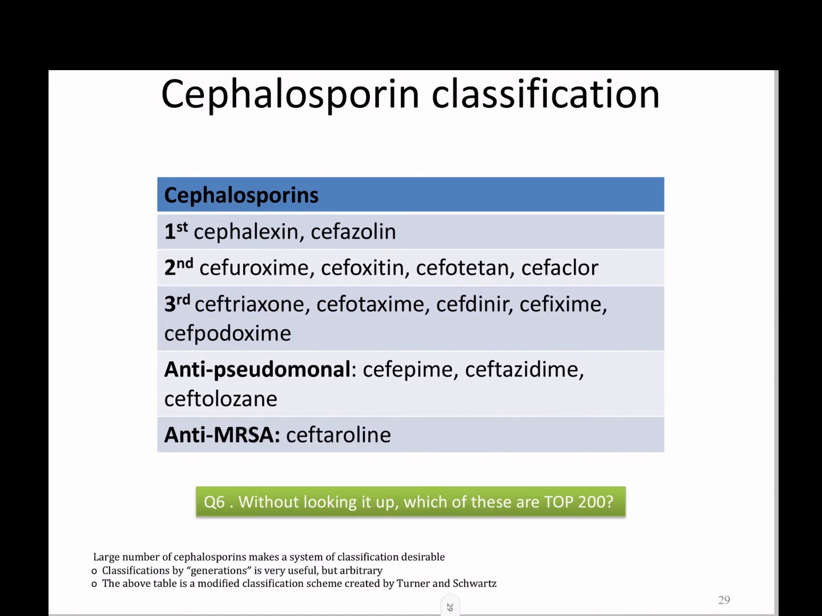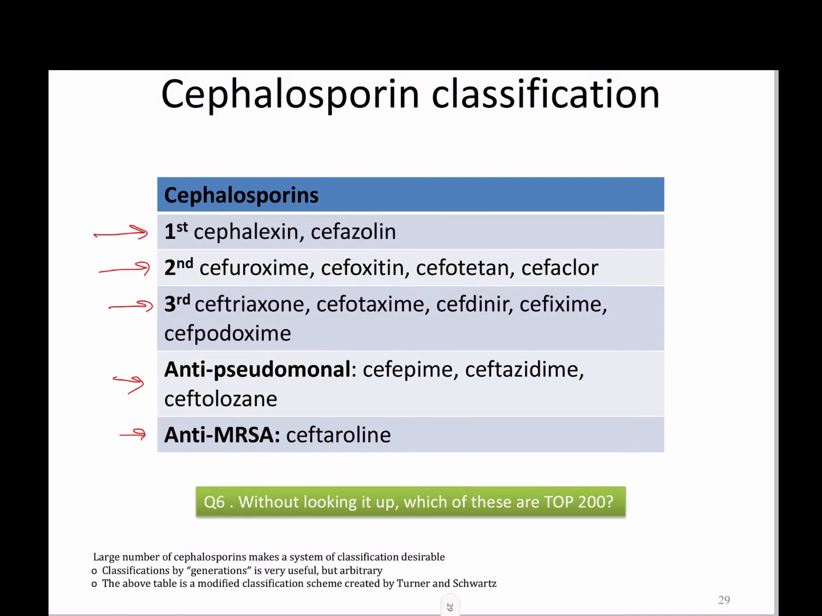So these are the cephalosporins that you need to know, and you need to be able to identify which generation they're in. First generation has cephalexin and cefazolin. The second generation is cefuroxime, cefoxitin, cefotetan, and cefaclor. The third is ceftriaxone, cefotaxime, cefdinir, cefixime, and cefpodoxime. The anti-pseudomonals include cefepime, ceftazidime, and ceftolozane, and the anti-MRSA is ceftaroline. And yes, I managed to say all of those.